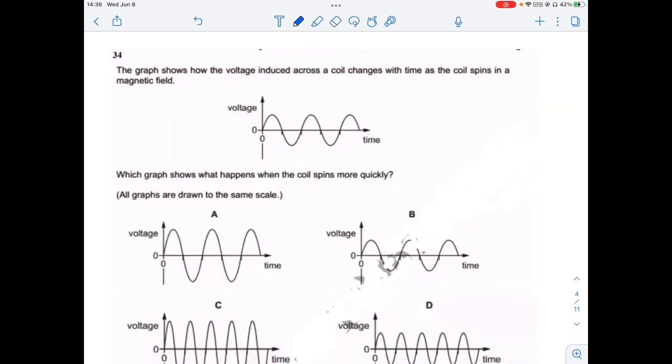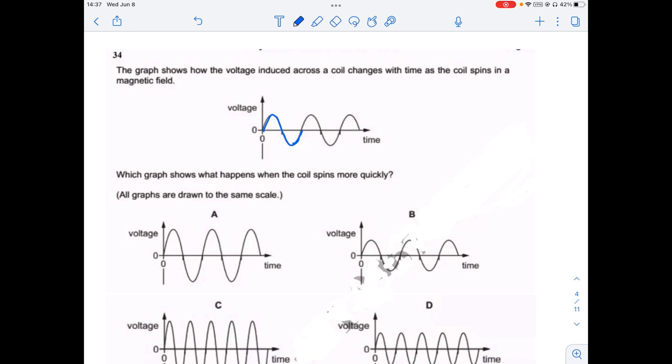Coming to the next question, question number 34. The graph shows how the voltage induced across a coil changes with time as a coil spins in a magnetic field. What does it mean when the coil is spinning in a magnetic field? We are talking about a generator. This question is talking about a generator. The voltage-time graph is given over here, and this is going to be the frequency of the voltage-time graph.